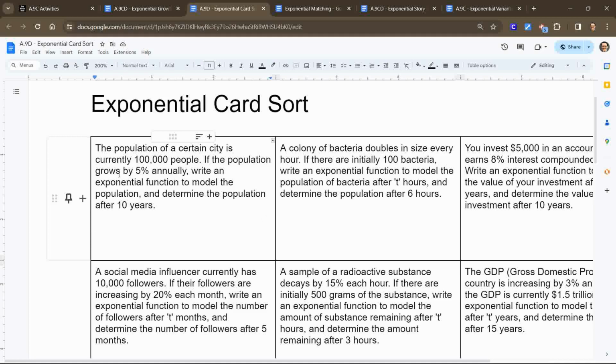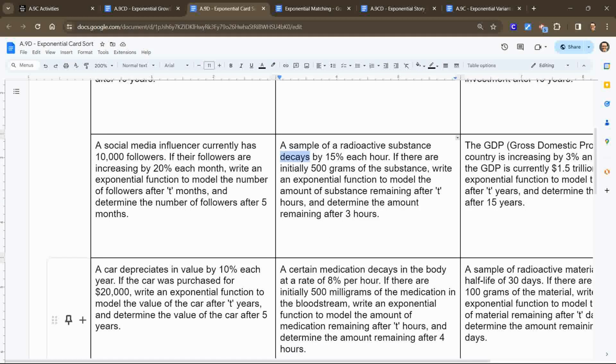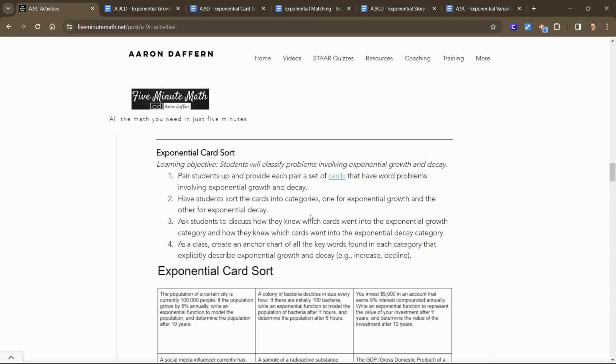So some of them are going to be obvious. This is exponential growth because it says it grows by 5% annually. This one is exponential growth, but it doesn't say it. It says it doubles, right? Now, we've got an example down here. It says decay, so that's pretty simple. But what about this one? A card depreciates in value. So we're wanting kids to find these keywords that help them understand, is it exponential growth or is it exponential decay? And the learning is in the conversation.